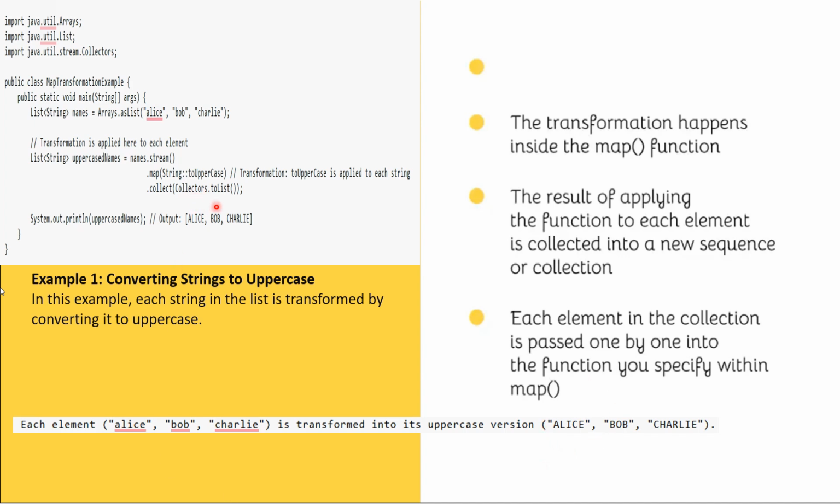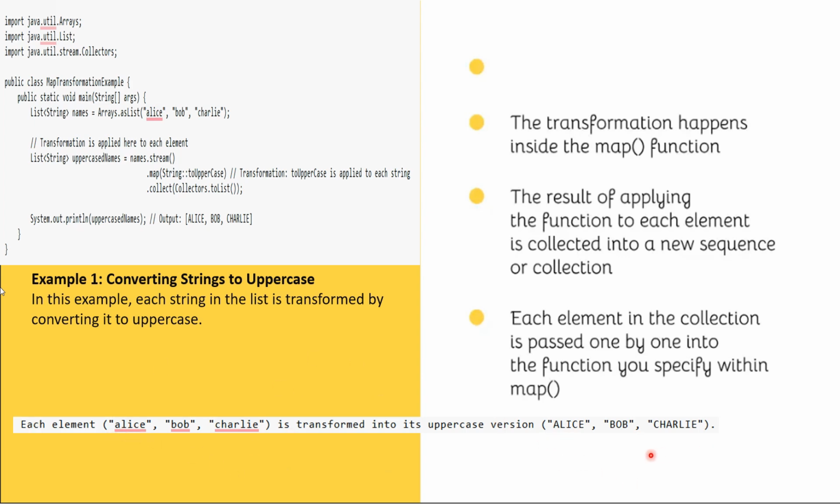Collectors.toList collects the elements in the transformed stream into a new list. The result is a List<String> containing the names in uppercase, which is stored in uppercasedNames. Next, System.out.println is used to print the output, and you see the expected output.